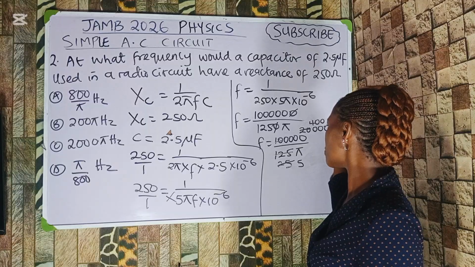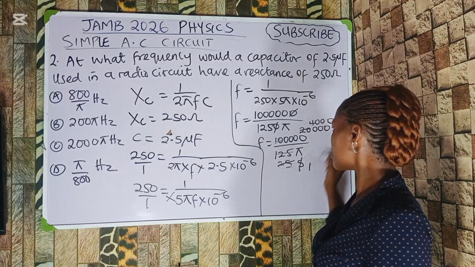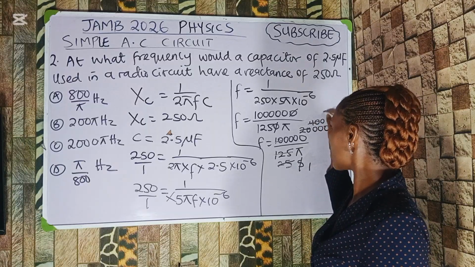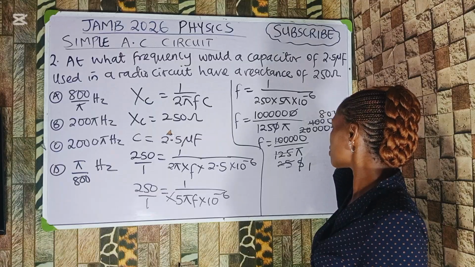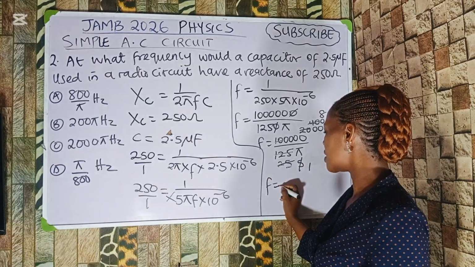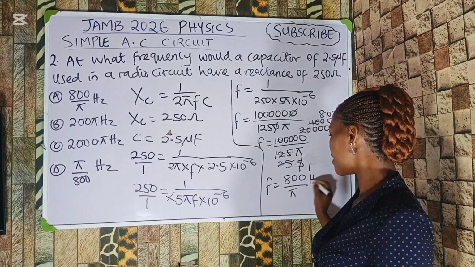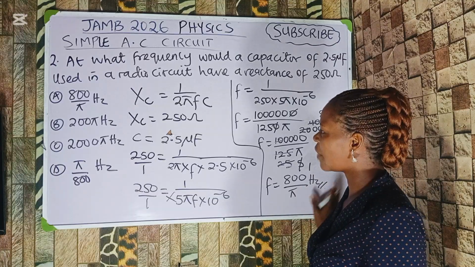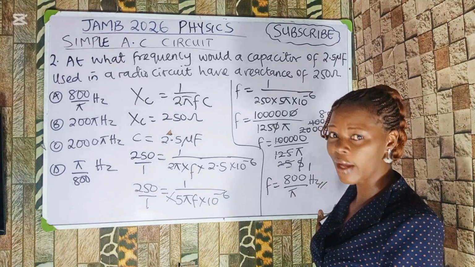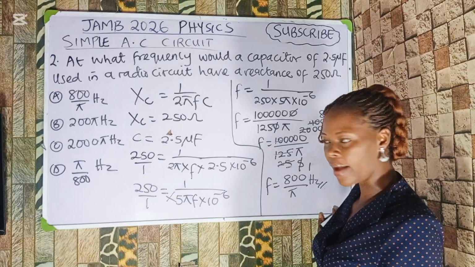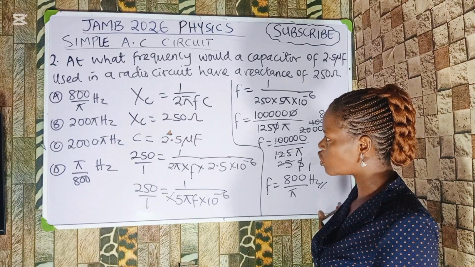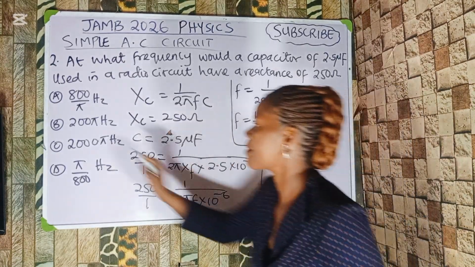4000, right? 5 into 40, I'm going to have 8. Okay, so this is 800. So my frequency is what? 800 over pi Hz. Okay, so this is how we can solve such a problem. Remember, there is no calculator, so you have to make it work out. So the correct option to this question is option A.